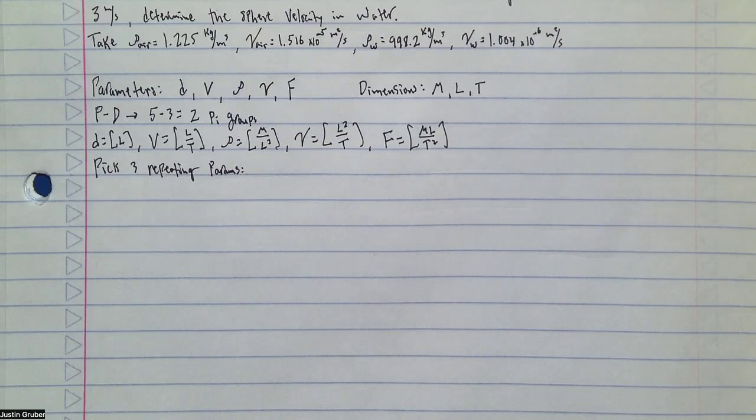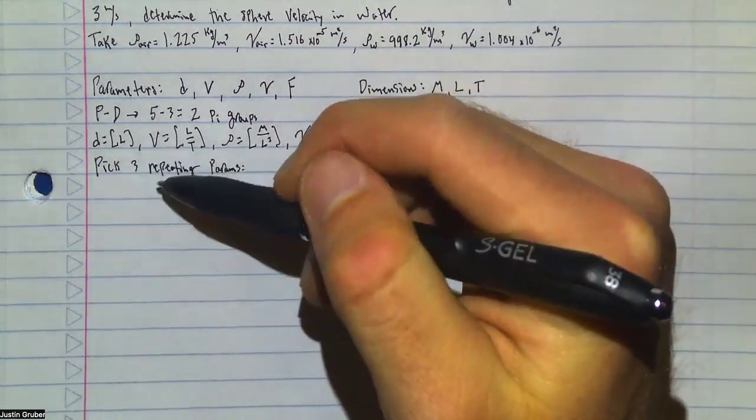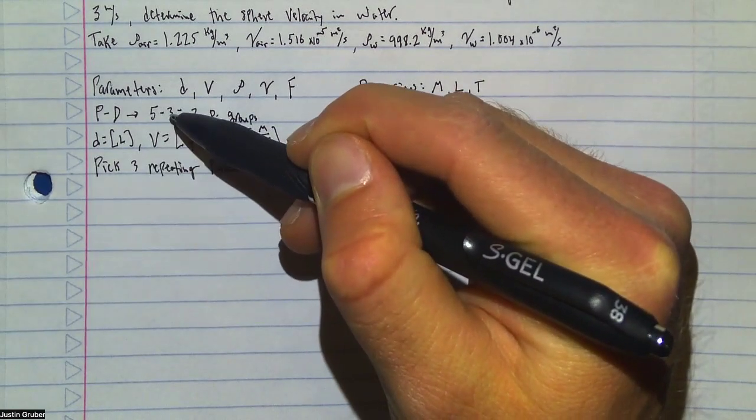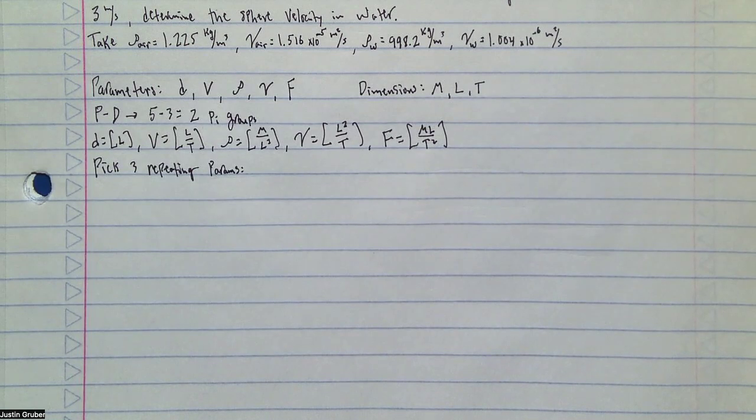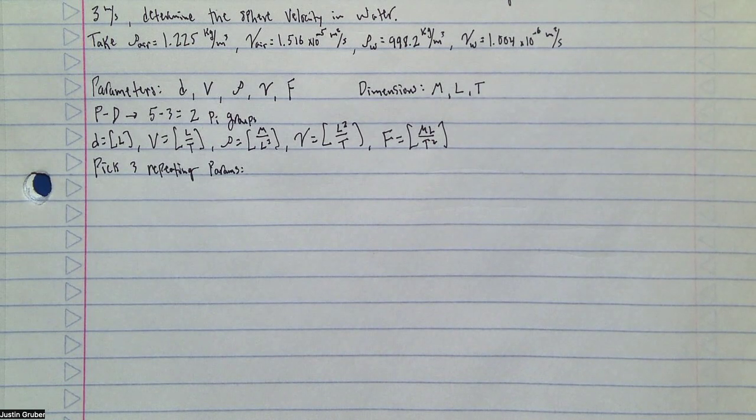And then the second rule, the actual legit rule, is that the repeating parameters that you pick cannot form a non-dimensional group inside of themselves, right? I'm picking 3 repeating parameters because that's the number of our dimensions, 3 and 3. You should have gone over that in class.